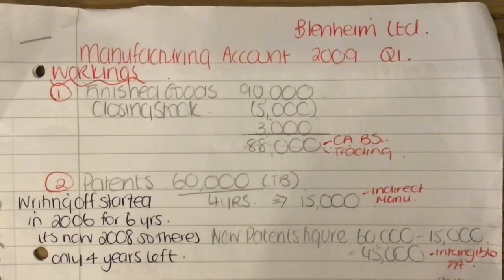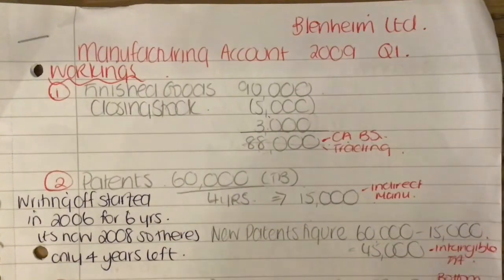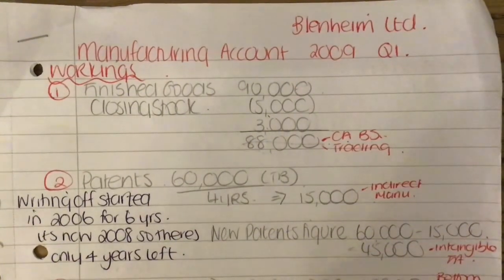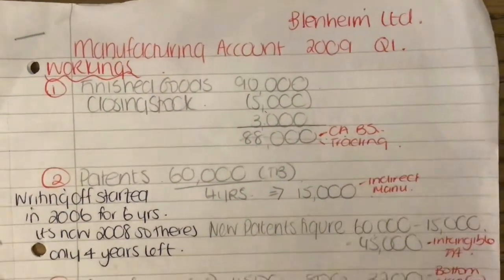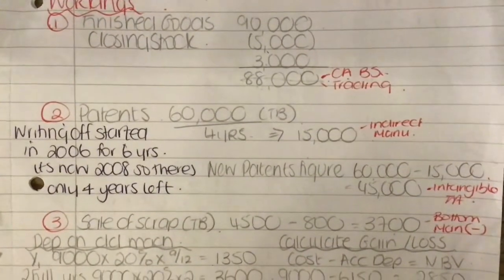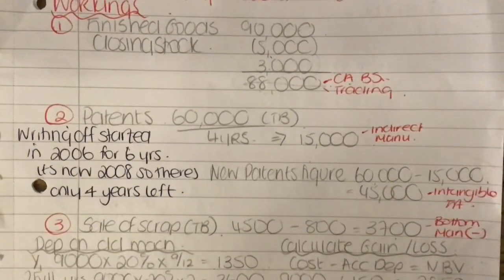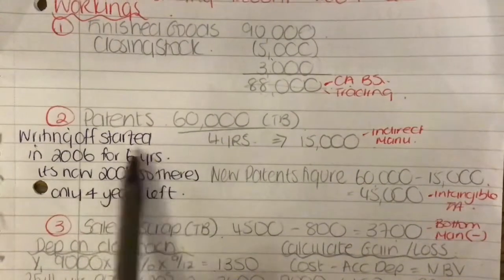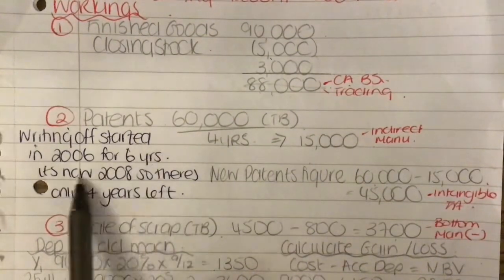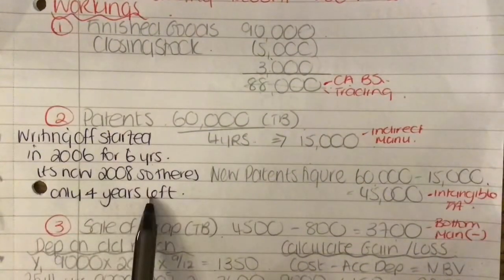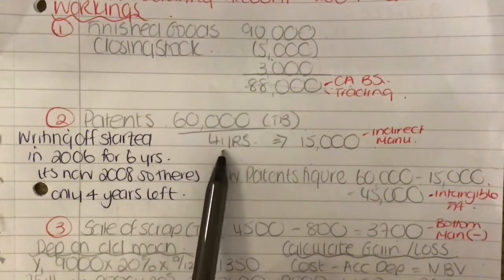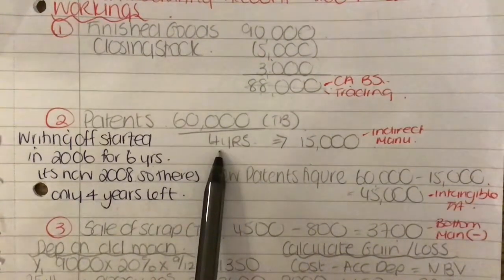Next working is working number 2. It's patents. I already explained patents are being written off over 6 years, which commenced in 2006. Our year end is 2008. So writing off started in 2006 for 6 years. It's now 2008. So there's only 4 years left. So make sure you're not dividing by 6 years. You need to be dividing by 4 years.